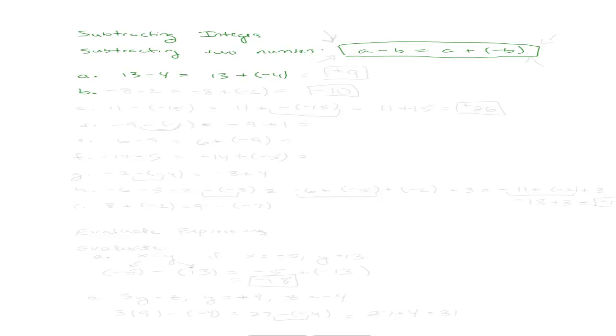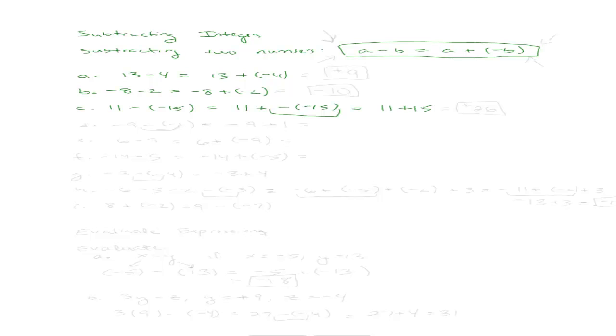Let's try another one. Let's say I have negative 8 minus 2. I'm going to use that rule to rewrite this problem as negative 8 plus negative 2. Try one more. Say we have 11 minus negative 15. Going to change this to 11 plus negative 15. This one's a little bit special because this negative right here, that's the double negative rule. So I can change this to 11 plus 15 because double negatives become positives.